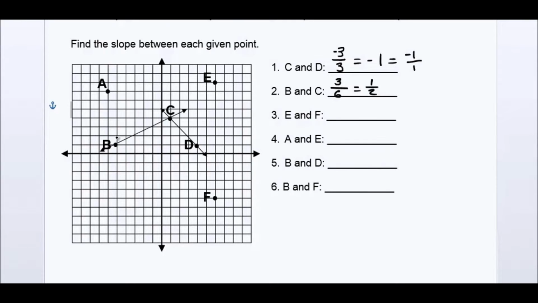Let's see if that's true. Up 1, 2 to the right. That's right, we're on the line. Up 1, 2 to the right. There you go. Up 1, 2 to the right. So our slope of line BC is 1 over 2.